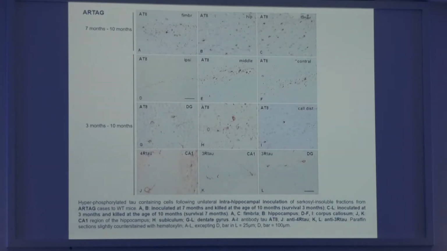Regarding ARTAG at 3 months, we can see deposits in the hippocampus here and in the fimbria, whereas following a survival of 6 months, the deposition is also found in the other part of the hemisphere, as well as certain groups of neurons in the septal nuclei and in the periventricular region. And again, this is a very important point: in addition to 4R tau, as we expected for ARTAG, which is a 4R tauopathy, these cells also contain 3R tau in the CA3 region and in the dentate gyrus.